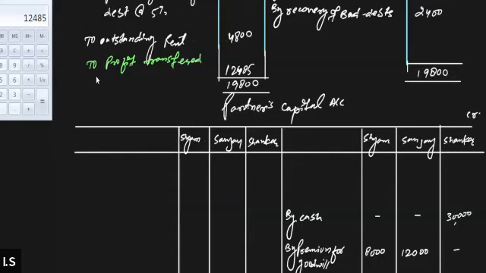So Shyam and Sanjay. Out of 12,485, Shyam is going to get 2 by 5, that means 2 upon 5. This will be 4994. And the remaining amount will be 7491. This will be transferred to Sanjay's account.